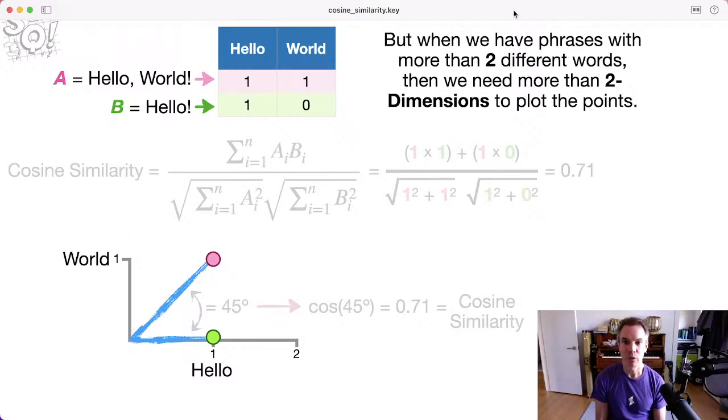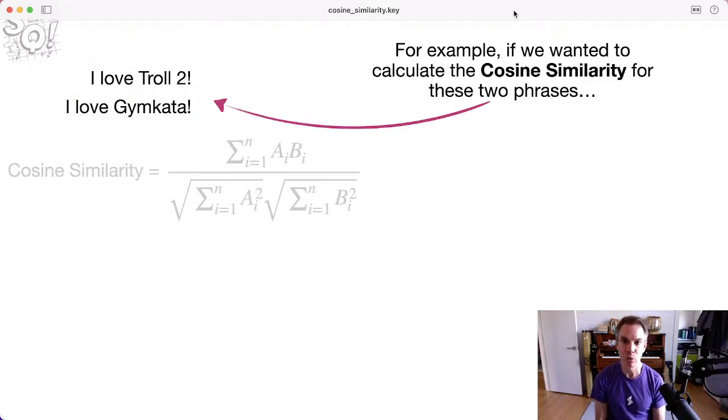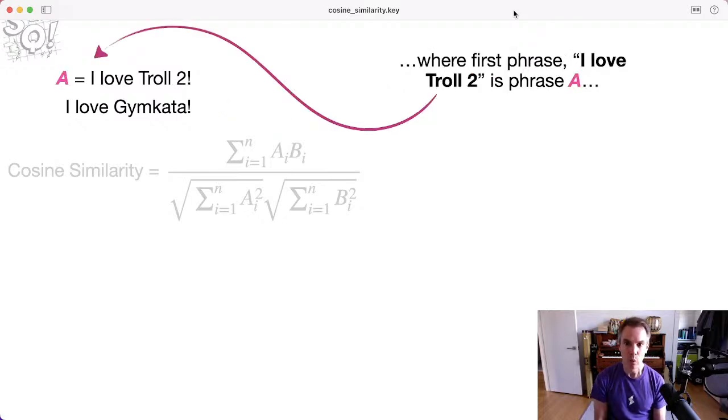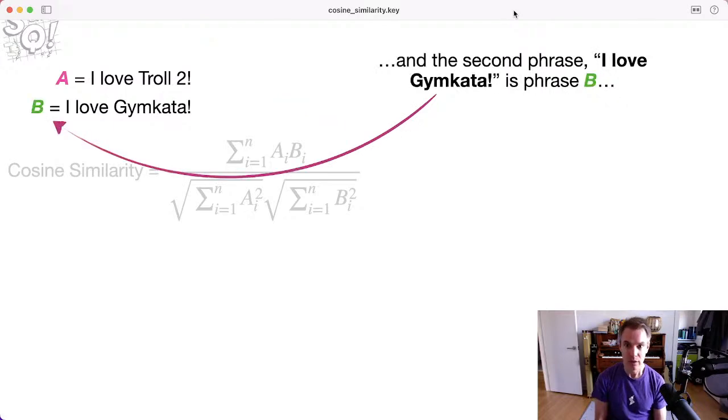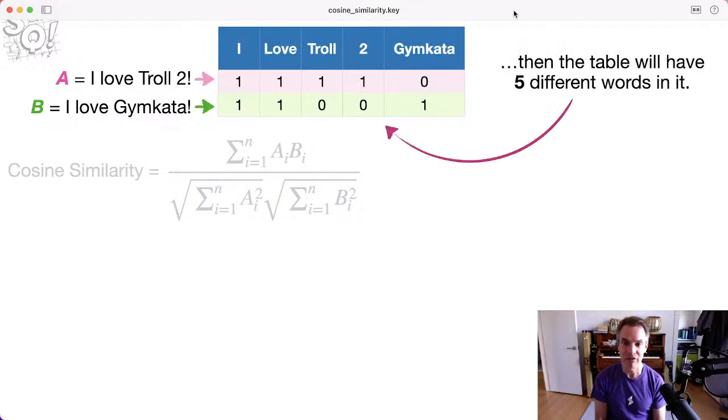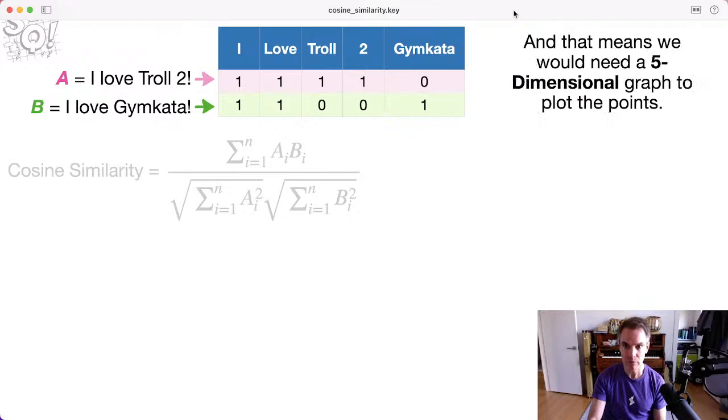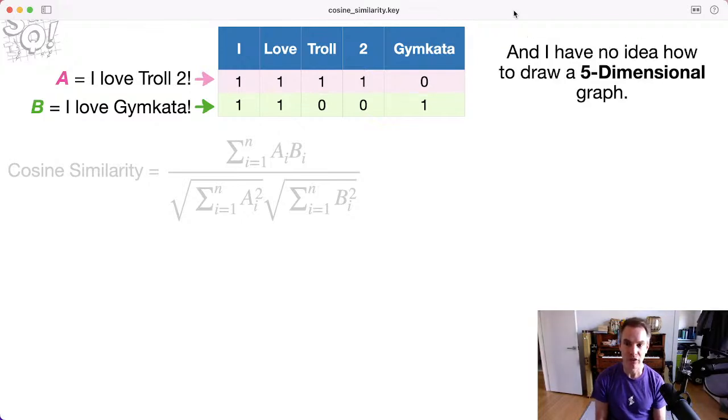But when we have phrases with more than 2 different words, then we need more than 2 different dimensions to plot the points. For example, if we wanted to calculate the cosine similarity for these 2 points, where the first phrase, I love troll 2, is phrase A, and the second phrase, I love Jim Cotta, is phrase B, then the table will have 5 different words in it. And that means we would need a 5-dimensional graph to plot the points. And I have no idea how to draw a 5-dimensional graph.